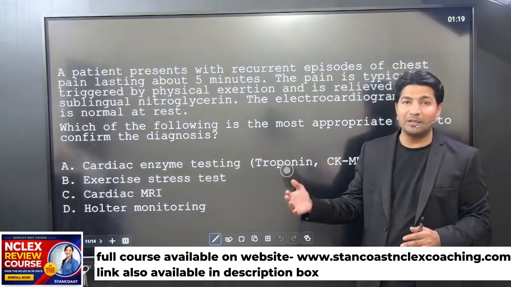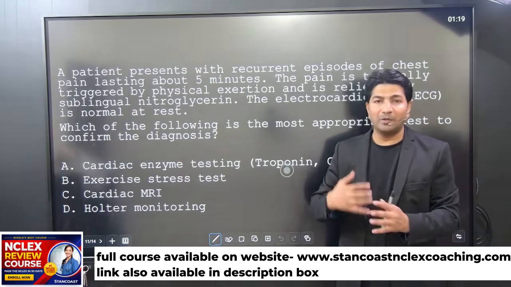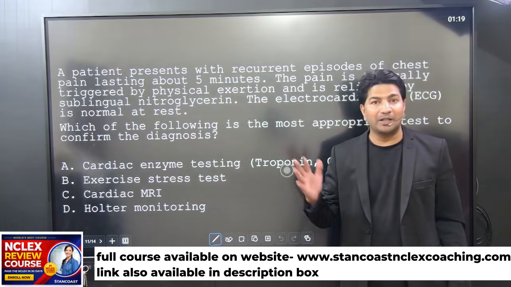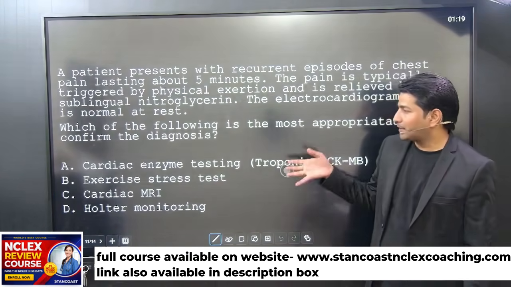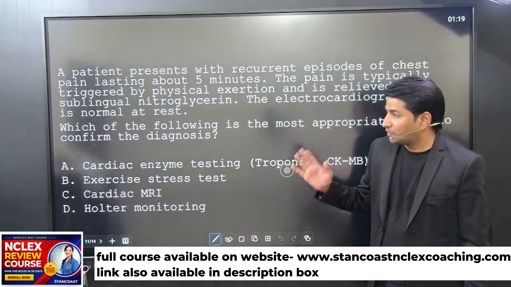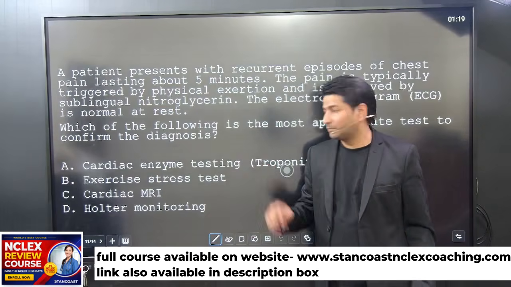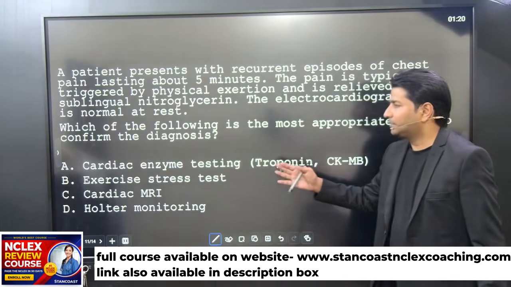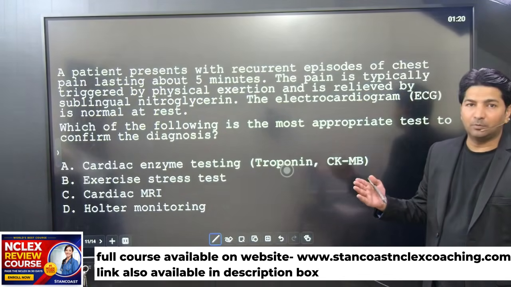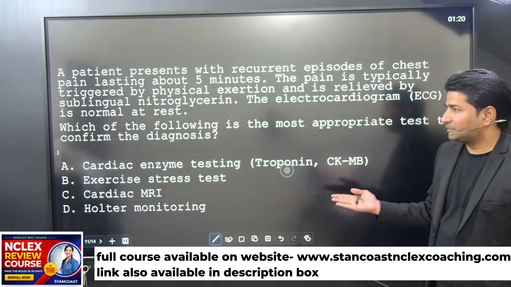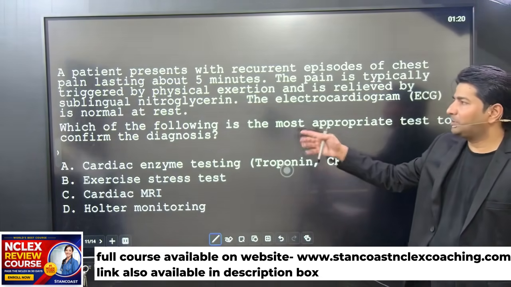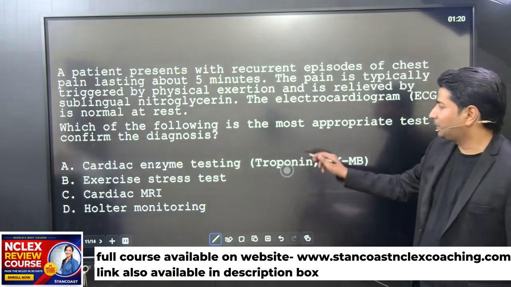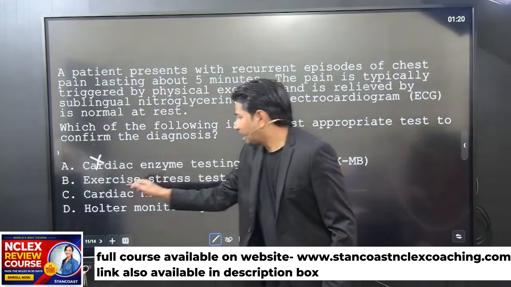So we need to perform a test where we can observe that when we increase the heart's demand, chest pain should start in the patient, or ECG changes should begin to appear as the demand increases. So, which test will we perform for that? Cardiac enzyme testing, troponin. Troponin is mostly used in cases of MI, myocardial infarction, when the heart tissues are already damaged, whereas here the heart tissues are not damaged. This is a condition of ischemia, meaning a lack of oxygen. So we won't be performing this test here. Next is the exercise stress test.